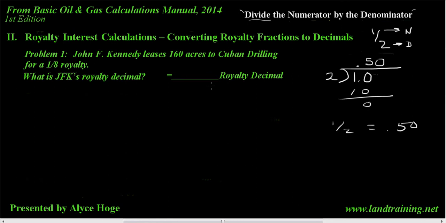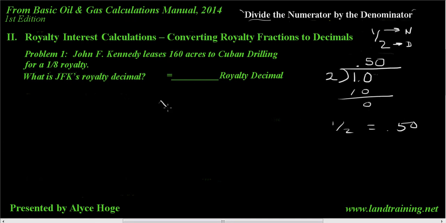which is converting this royalty interest fraction. So we showed you how to do it for a 1/2. So now let's look at it for a 1/8 royalty. The problem says John F. Kennedy leases 160 acres to Cuban Drilling for a 1/8 royalty. What is JFK's royalty decimal?